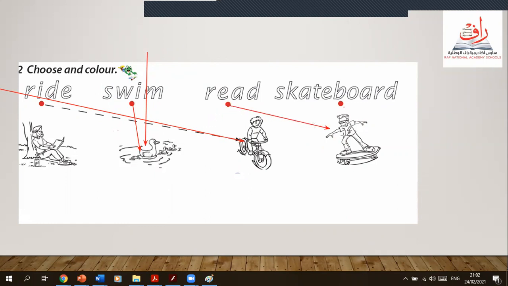Read. Which picture can we see? Read what? We can see this girl read a book. Excellent. Read a book. Well done. And the last one, skateboard. Excellent. This is a skateboard. Match, please, and you can color with your favorite colors, okay? This is for this exercise. Let's practice reading again. Ride, swim, read, skateboard. Well done.